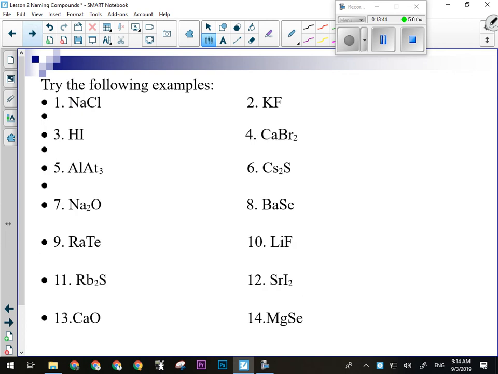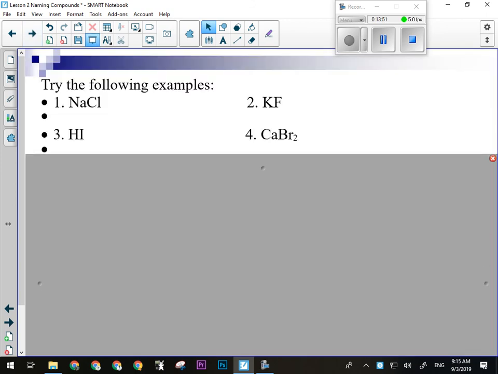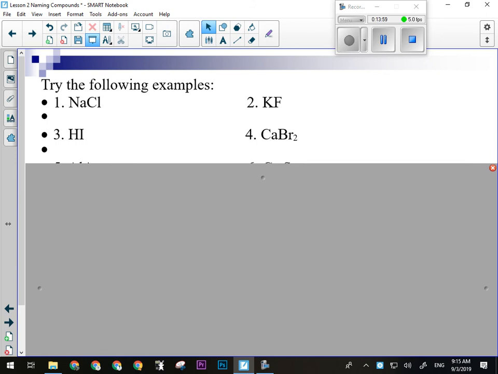Okay, I want you guys to try, let's just have you do the first 4 for right now. We already did this one, but you can do it again, it's really easy. Okay, so I want you to write the names of these ionic compounds. Okay, I'll give you a couple of minutes and then we'll walk through them together.